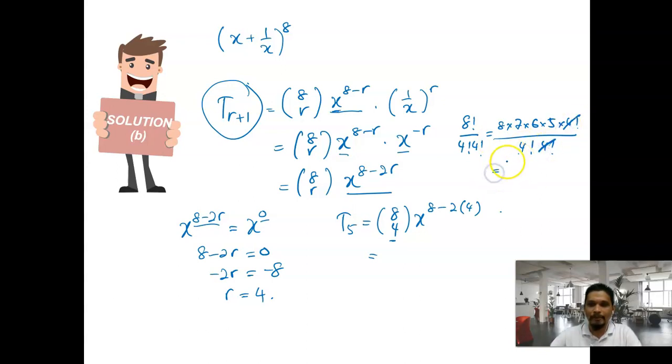So this one here, you can use the formula, or use the calculator, it is straightly going to give you 70. Okay, I'm not going to calculate this one by one. You can do it by yourself. And the coefficient is 70, and 2 times 4 equal to 8, x to the power of 8 minus 8 equal to 0, the fifth term here. Okay.